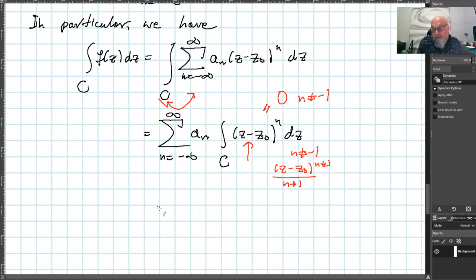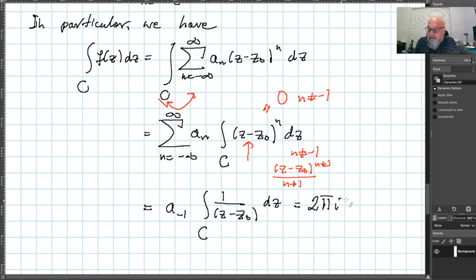So the infinite sum disappears, and now we have only the term n equal minus 1, and this is the integral over C of 1 divided by (z minus z0) dz. But that integral, just use the Cauchy integral formula for the computation. We know that the function f of z is 1, so you are getting immediately 2 pi i, and this is a_minus 1. So as you see, this coefficient a_minus 1 has a special role. This coefficient allows us to compute such integrals.